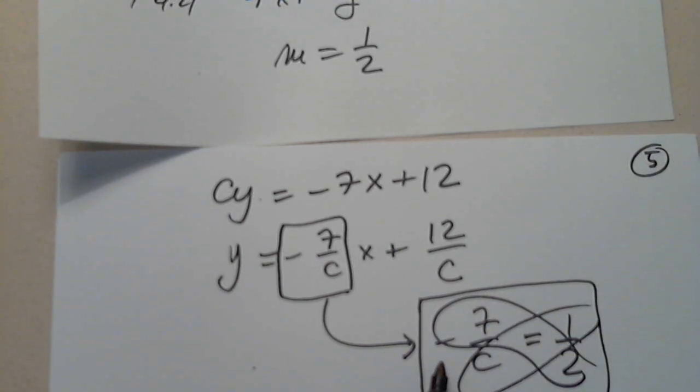Carefully, you have to pick. The negative sign goes to the top or goes to the bottom. You cannot use it for both because you're changing the sign. So indeed, negative 7 times 2 is negative 14 equals c times 1, which is c. So c is indeed negative 14.